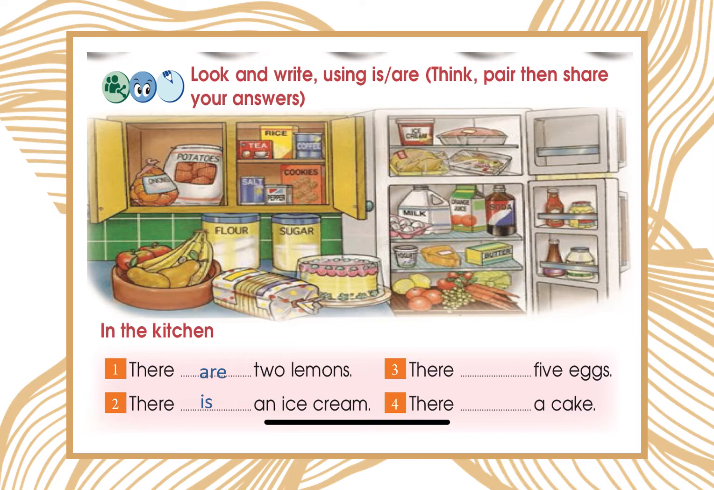Number 3. There are 5 eggs. So they give me number 5. So here we are going to use there are. There are 5 eggs. Number 4. There is a cake. So we have only one cake. We are going to use here there is a cake.